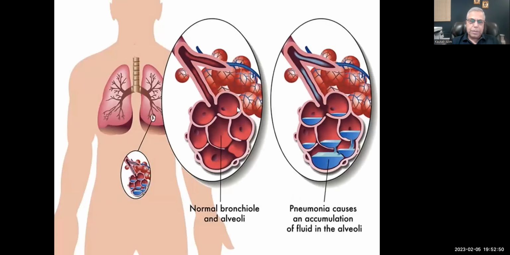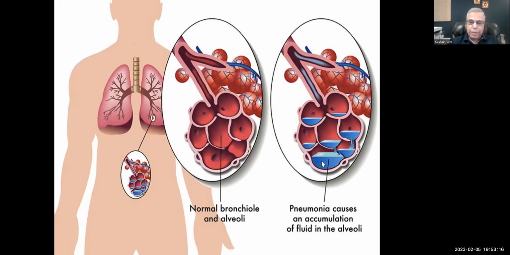So here is a picture. This is normal. These alveoli are normal. And what you see over here is that the alveoli have got fluid in them. Pneumonia causes an accumulation of fluid in the alveoli. That is why when you do an X-ray, fluid comes as a radio-opaque or whitish shadow in the X-ray. When there is air, it will be dark.